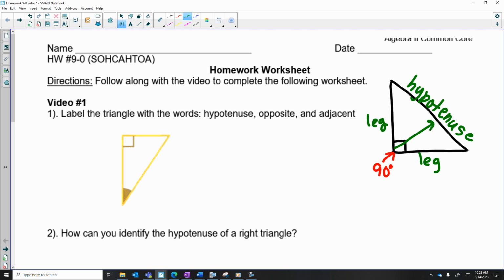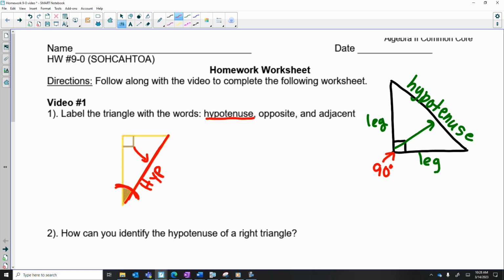So the first one says label the triangle with the words hypotenuse, opposite, and adjacent. Right now we're going to talk about the relationship between the angle, which is spotlighted here, and the sides. The first thing is let's locate our longest side, which is the hypotenuse. That's going to be the one opposite the right angle here. So let's label that one first. Now we also have some other things that we have to label. So we have opposite and adjacent.